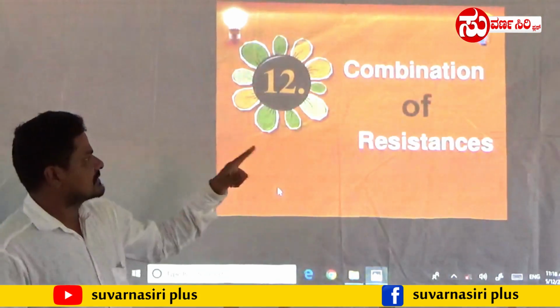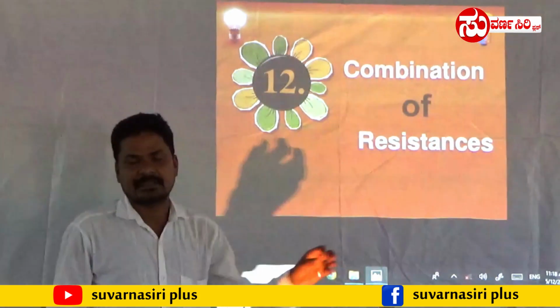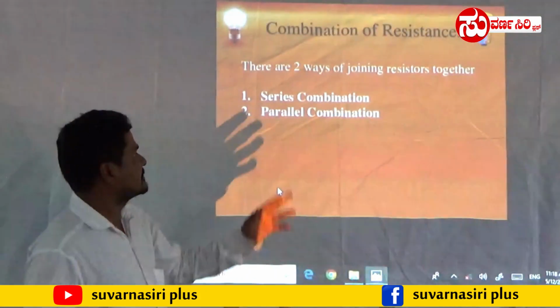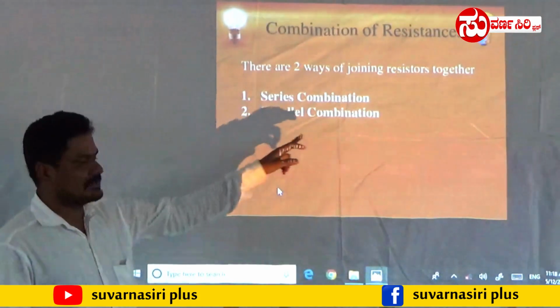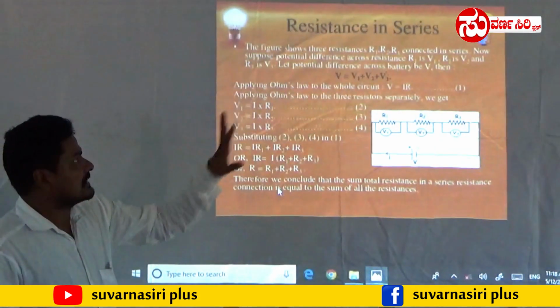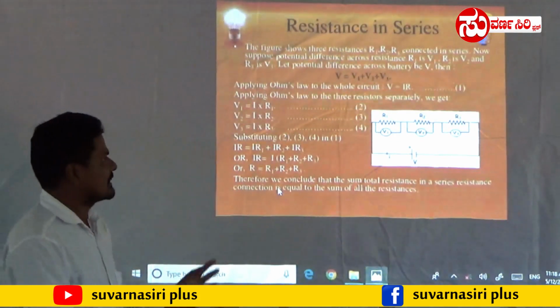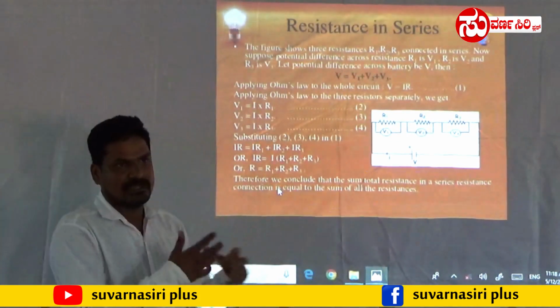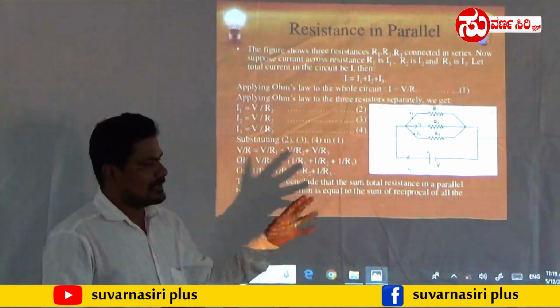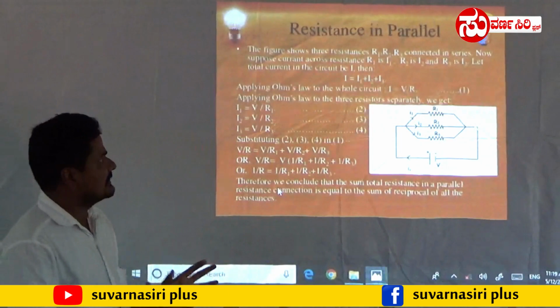Next there is combination of resistances. In combination of resistances, we have to learn about two combinations. One is series combination and another one is parallel combination. So if resistances are connected in series, how do they work? And next, if resistances are connected in parallel, how do they work? So we will learn this in this chapter.